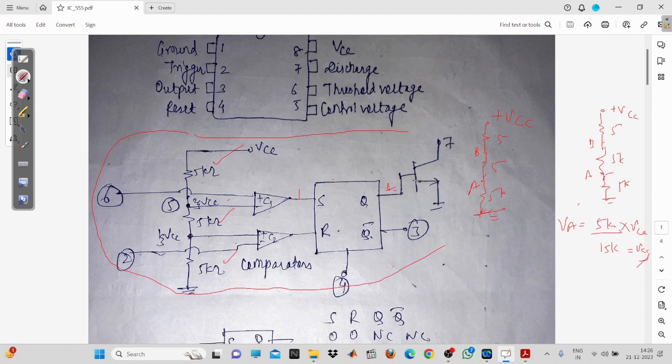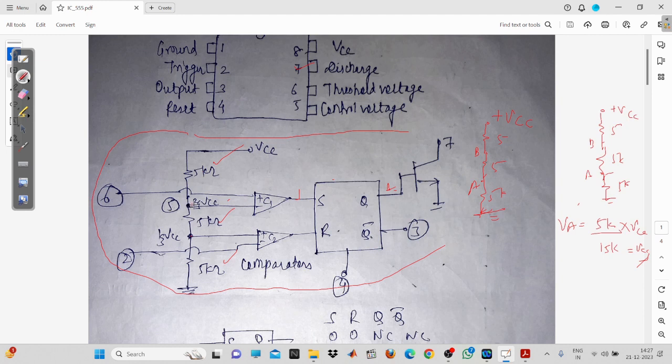if you add the external component, which is a capacitor, you can charge or discharge it using this transistor. So we can say this is the discharge one. The 7th pin which you can see in the pin diagram is the discharge pin. Fine. So now here the fifth one is the control voltage. We'll be studying this also.